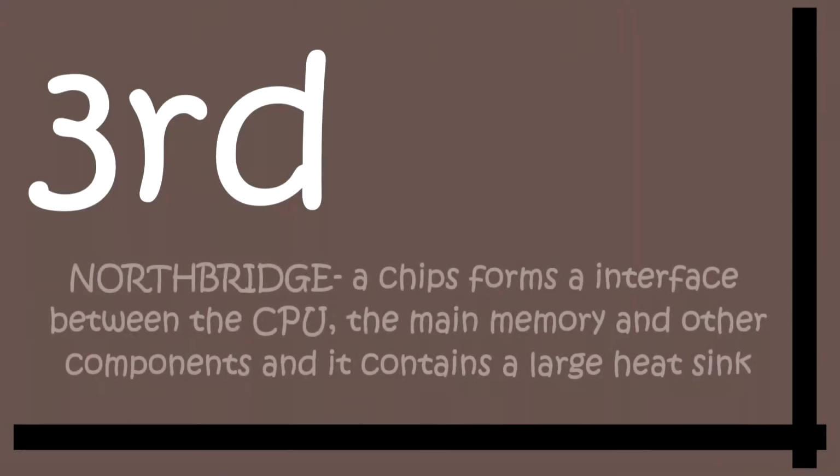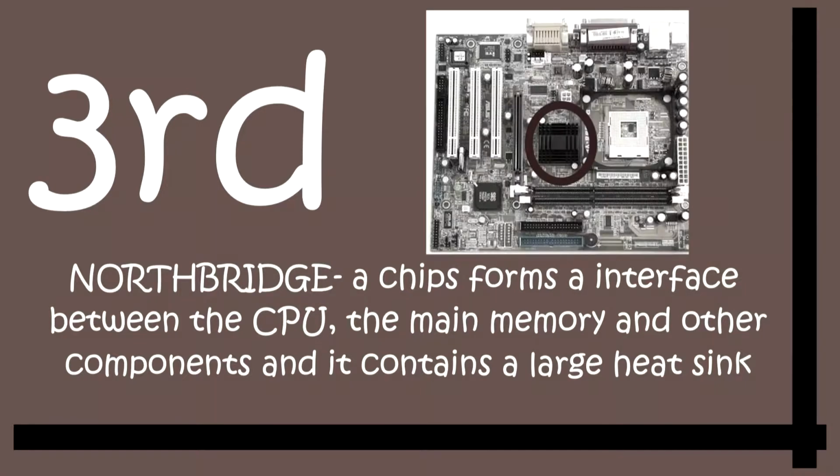Next is a chip. A chip forms an interface between the CPU, the main memory, and the other components. On many types of motherboards, this is referred to as the North Bridge. This chip also contains a large heatsink.